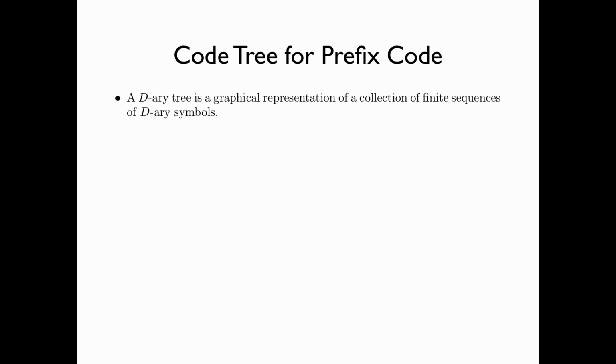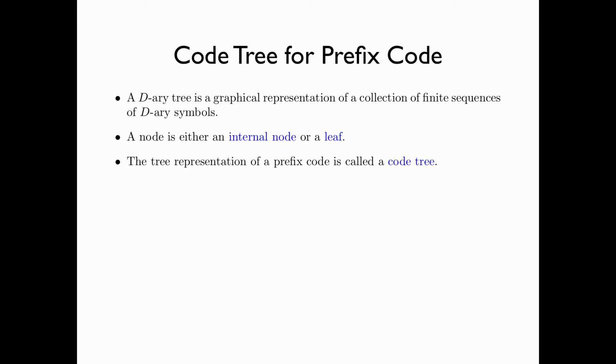A D-ary tree is a graphical representation of a collection of finite sequences of D-ary symbols. For such a tree, a node is either an internal node or a leaf. The tree representation of a prefix code is called a code tree.